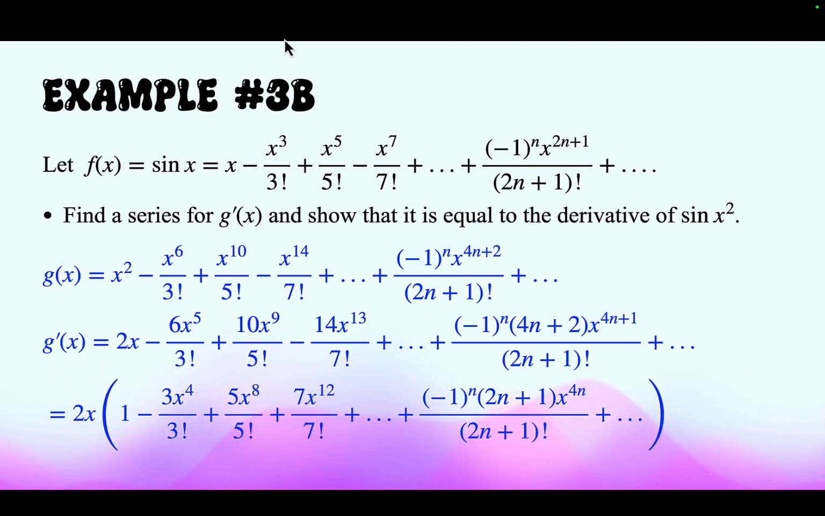I noticed that with each term, I could factor out a 2x. And I'm doing that because I kind of have an idea of what the derivative of sine of x squared is. And I know that there's a 2x in there. So I am going to factor out the 2x so that the 2x becomes 1. 6x to the 5th over 3 factorial becomes 3x to the 4th over 3 factorial. So basically, every numerator coefficient gets divided by 2, and the x exponent gets reduced by 1. And so that's kind of what it looks like there.